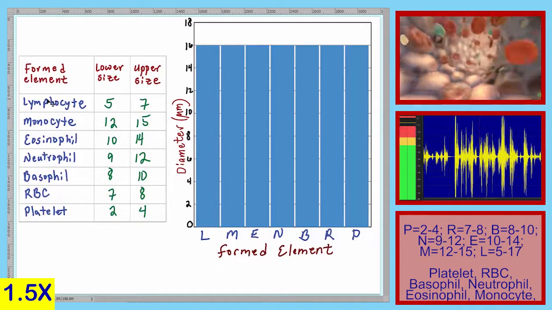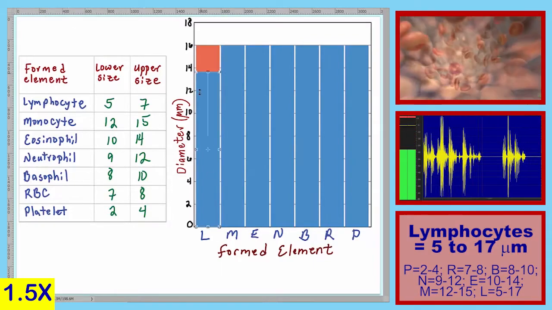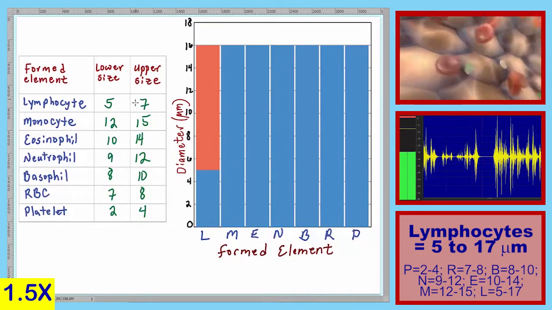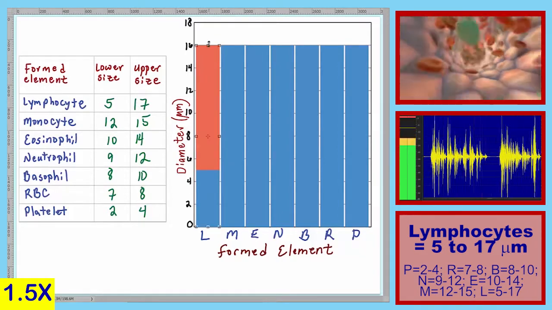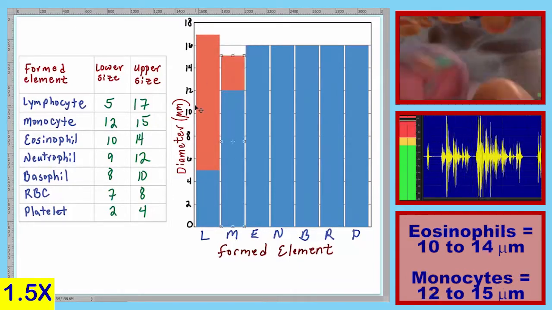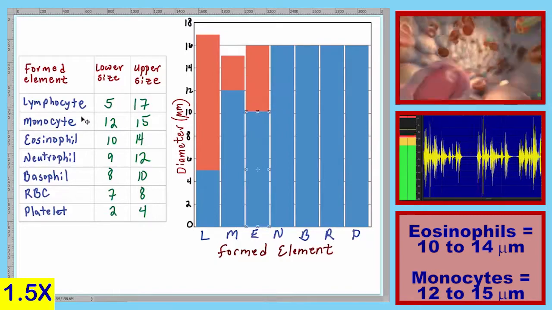First, we have our lymphocytes. The lymphocytes have a lower limit size of 5 micrometers and an upper limit size of 17 micrometers. So I need to fix that here. And the lymphocytes have an upper limit size of 17 micrometers. The monocytes have a lower limit size of 12 microns and an upper limit size of 15. The eosinophils have a lower limit size of 10 and an upper limit size of 14.